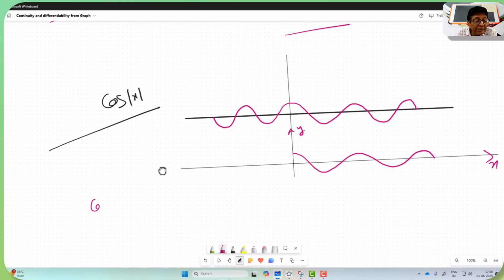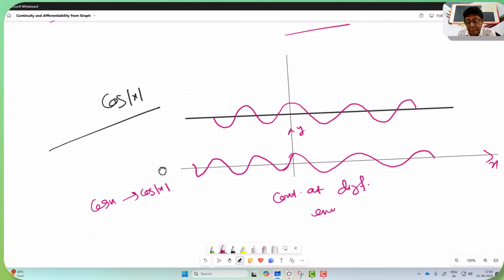Now, how do you get from the mod cos x graph to mod cos of mod x? You get that by taking the mirror image. But if you take the mirror image, do you find anything different? No. The same graph will be there. So cos of mod x is continuous and differentiable everywhere. Clear? Hope you have understood.